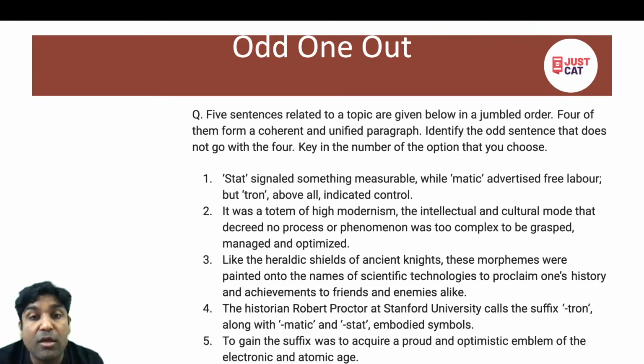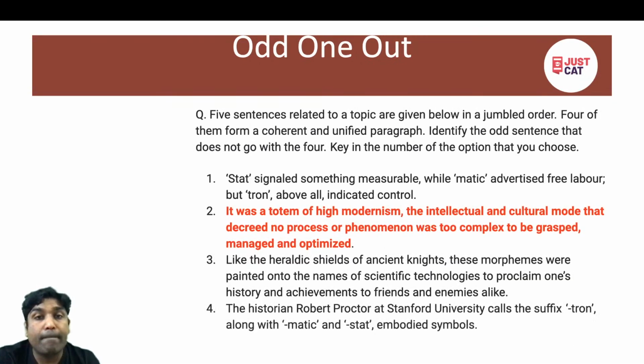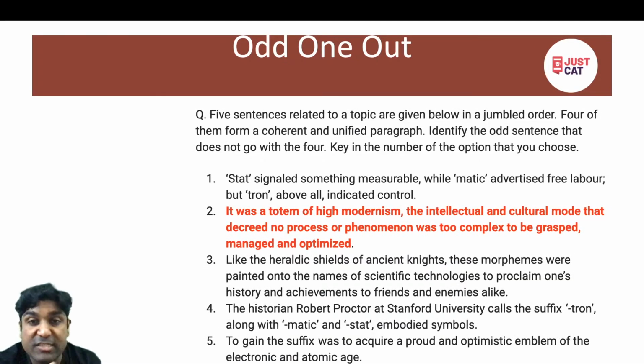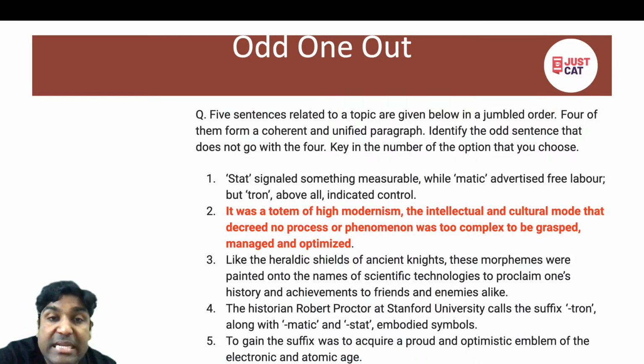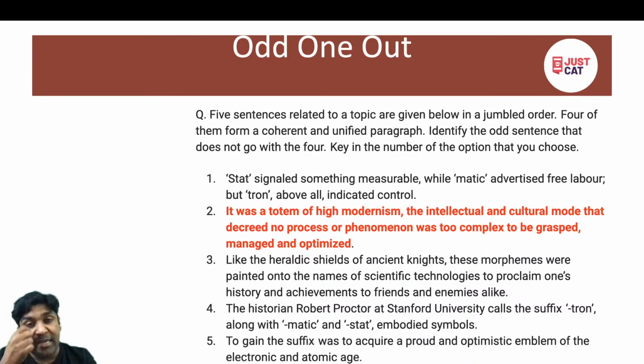The historian Robert Proctor. So now you know what the answer is, but I'll still explain it to you. The historian Robert Proctor at Stanford University calls the suffix tron, along with matic and stat, embodied symbols. So stat, matic, and tron have been mentioned in four. They have been described in a little more detail in one. So four and one are connected, right?